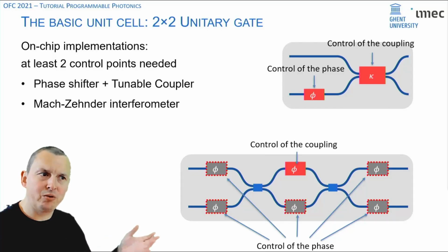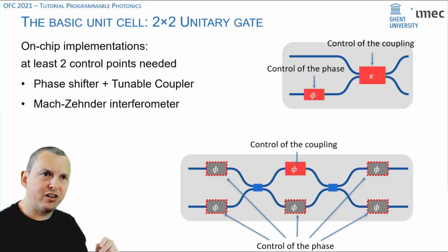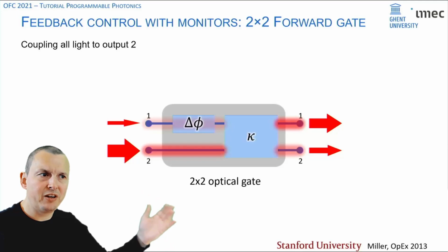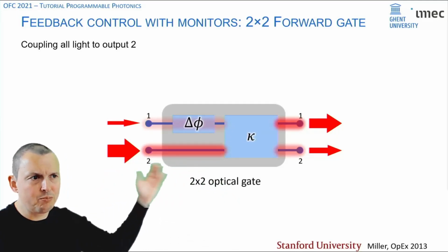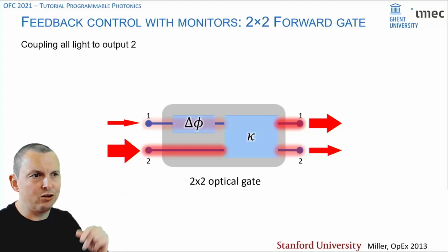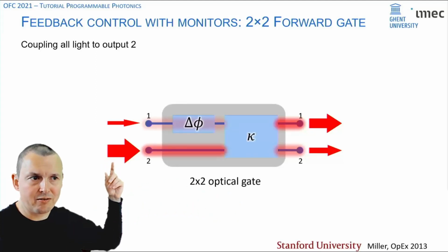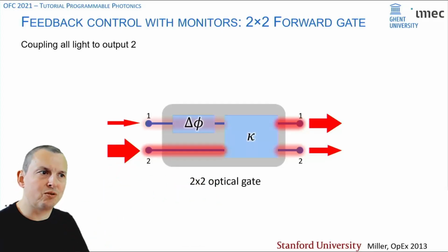Now, what can we do with such a tunable coupler or such an optical gate? Well, the interesting thing is that you can configure it without having to resort to a lot of calculations. Let's say, for instance, we want to configure it in such a way that all the light from these 2 inputs ends up in output 2. So we come in with some configuration of input light with different amplitude and phase, and we want to get all the light in output 2.